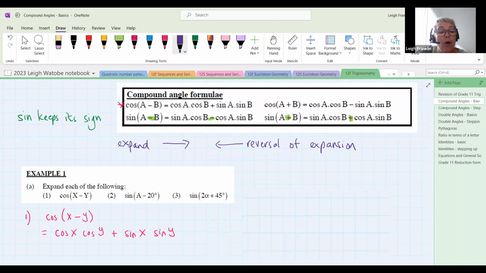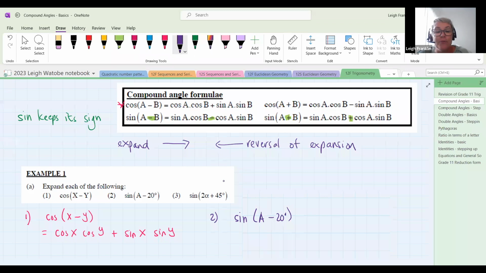Okay, so if we have a look at number 2, can I have a volunteer, somebody who's willing to tell me what it is they think I should write if I wanted to expand sine A minus 20? Yes, Lusanda, go for it. Sorry, please mute. Thank you. Lusanda, go for it.